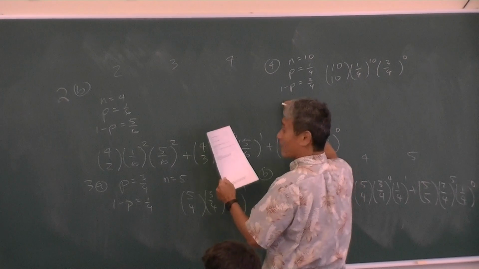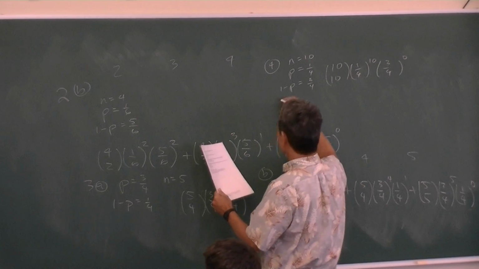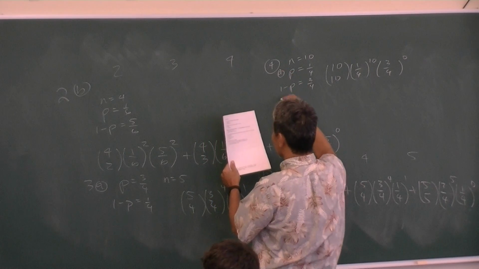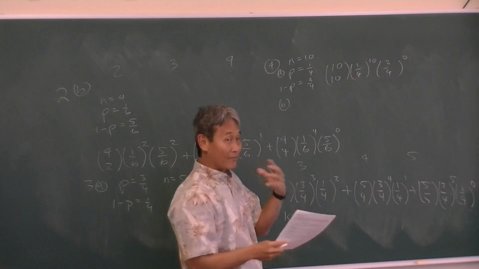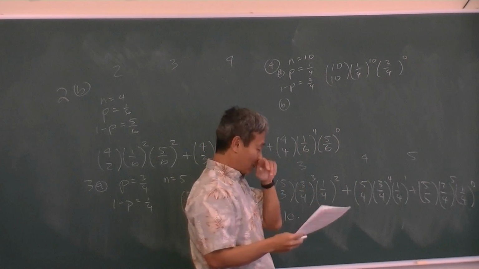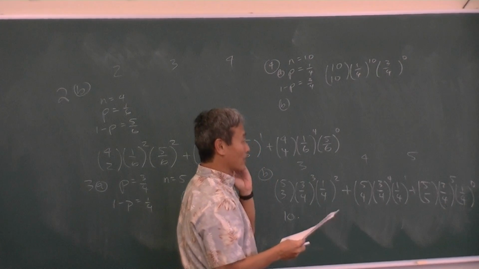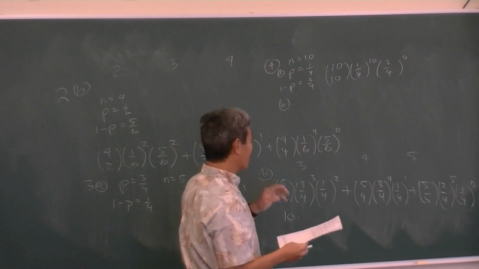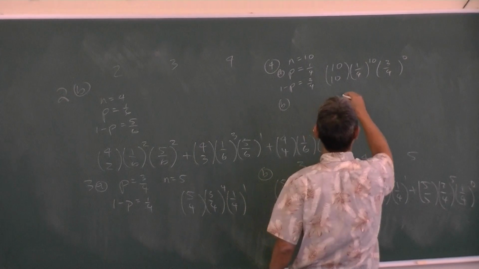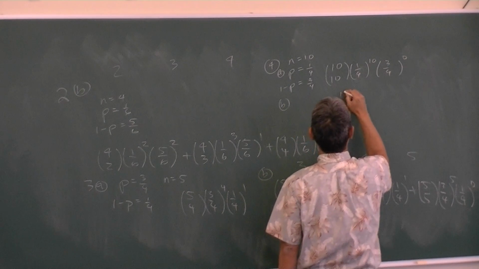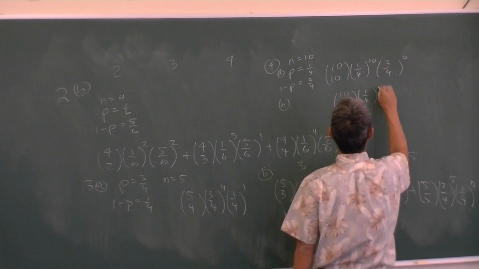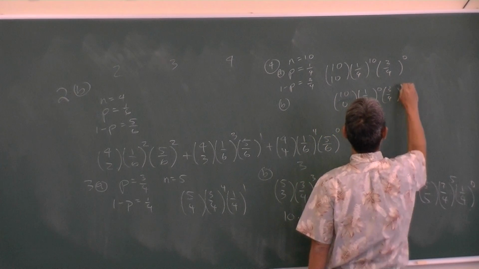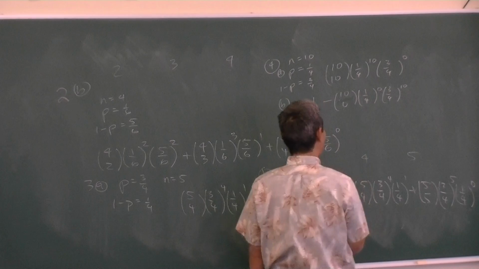And then B, are we doing the whole thing? Okay, don't answer me. B, at least 1 correct. So that one, we definitely want to do the complement. What's the complement of at least 1 correct? None correct. So what's the probability of getting none correct? 10 choose 0, 1/4 to the 0, 3/4 to the 10, and then you're going to subtract that from 1.